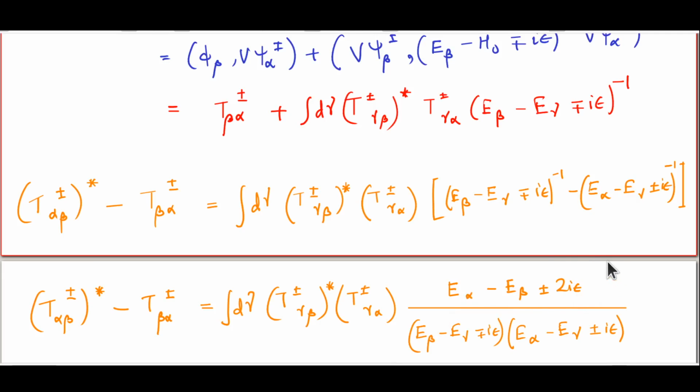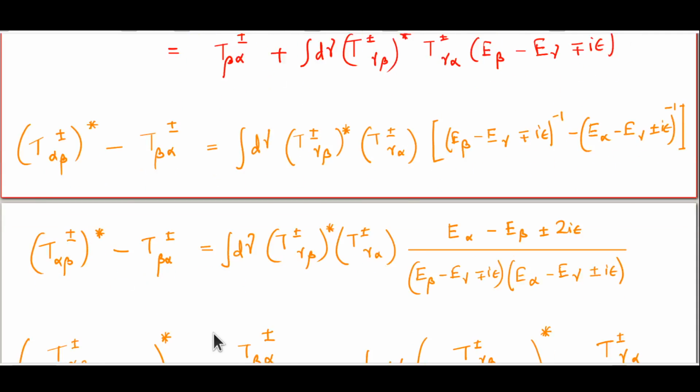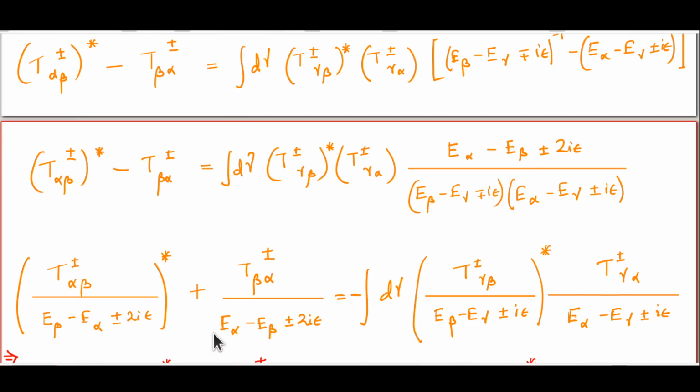Notice that the numerator here, E alpha minus E beta plus minus twice I epsilon, does not depend on gamma, so it can be taken out of this integral. So, our first calculation will start from this by simply dividing both sides by E alpha minus E beta plus minus twice I epsilon. Actually, it's a negative of that, so that this minus becomes plus here. And here, I've just taken the whole thing inside the conjugate sign.